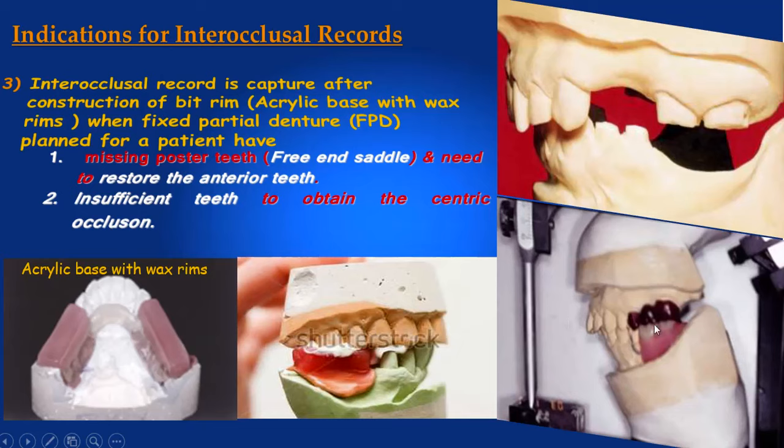Sometimes, when we have a free end with missing teeth and we are making a bridge in the opposing arch, in this case what do you need to make? A bite plane. Okay, a bite plane so we can record the intercuspal position of the patient. Without a bite plane you cannot record the occlusal relation. So the interocclusal record is captured after construction of a bite rim, when a fixed partial denture is planned for a patient who has missing posterior teeth, free end saddle, and needs to restore the anterior teeth, with insufficient teeth to obtain the centric occlusion. Okay.